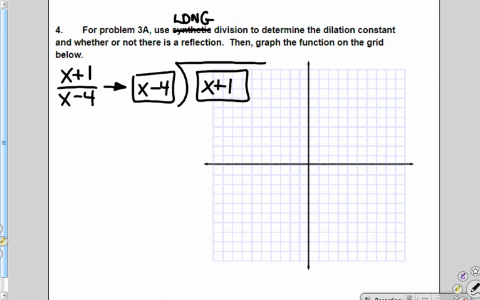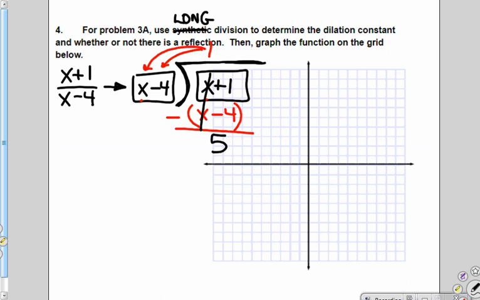Ready? Here we go. You need to think, what number would go here? It's not a 0, that's just a circle. What number times x makes x? 1. Now distribute it. What's 1 times x? x. 1 times negative 4. Put a line under it and subtract the quantity. All right? What's x minus x? 0. What's 1 minus negative 4?